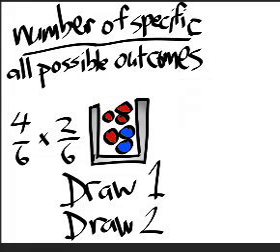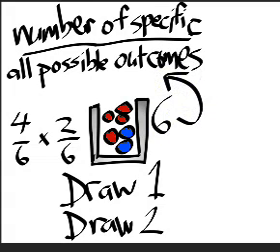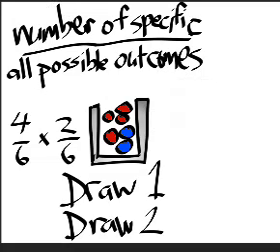What's the total number of marbles? 6. So the total number of outcomes is 6. But the number of specific outcomes is 4, okay? Because we have 4 red marbles. That's the first equation or fraction. When you have events, you always multiply the probabilities together, okay? You always multiply, okay? So once you figure out how to get the probability, you multiply it together.